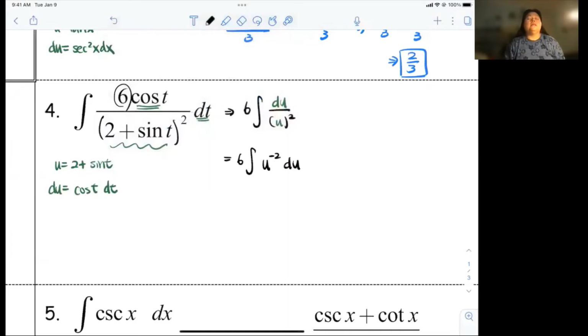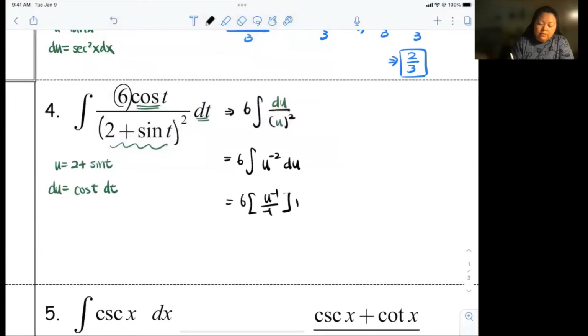Any power that is not a negative 1 power, you can use power rule. It's only when u or x is to negative 1 power that you have to use natural log. So let's take the antiderivative. I get u to negative 1 over negative 1 plus c. I clean this up: negative 6 over something to the 1 power plus c.